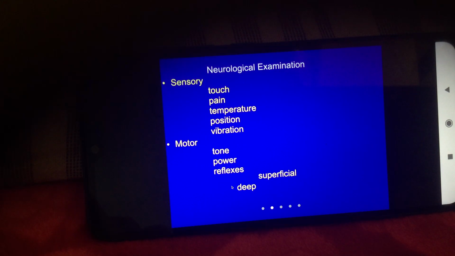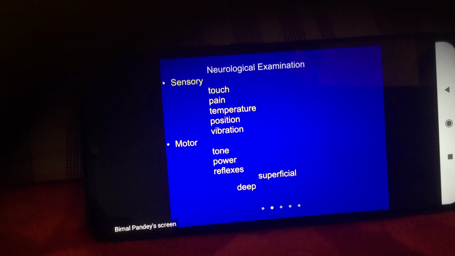And in neurological examination, you must do all of it: sensory examination, motor examination. In sensory examination, touch, pain, temperature, position, vibration, these all come in a sensory examination. In motor examination, you have to know about the tone, muscle tone, how is the tone, normal or increased or decreased, and power, what is the power. Zero is no muscle movement.